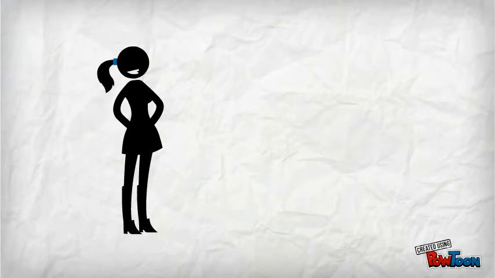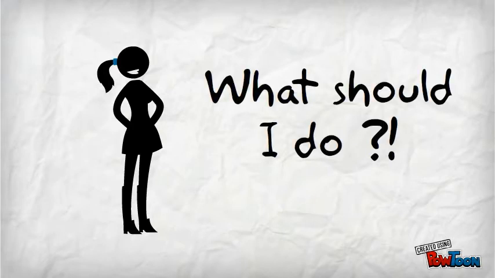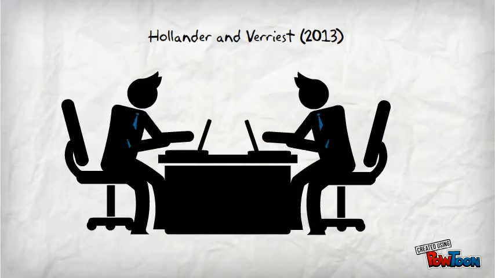She does not have enough information about him to trust him, and she's not able to monitor him due to the geographical distance between the two. So what should she do?